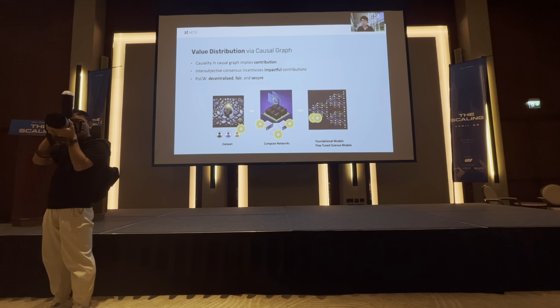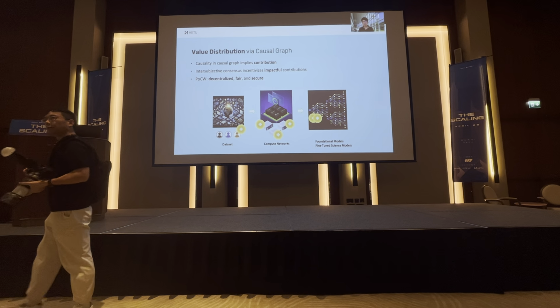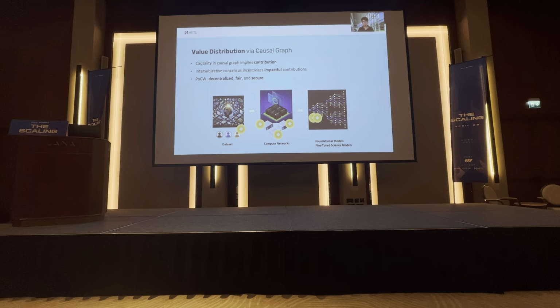So one really important application or implication of this causal work and causality graph is that we can do proper value distribution. Causality in a causal graph essentially implies contribution. Remember that this causal graph has edges and vertices, right? So we can backtrack these. For example, we can take one final node in this causal graph, for example, the creation of a big model. You can backtrack this causal graph, and throughout this traversal, the vertices are the contribution of this final node.